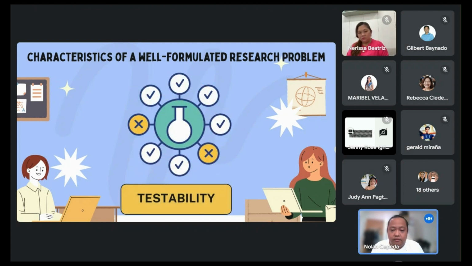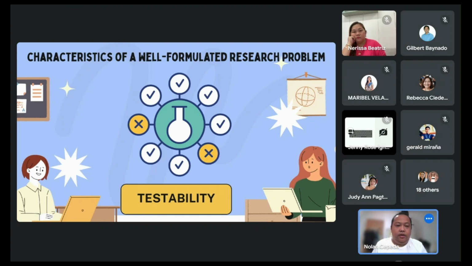The next one is testability. In research, testability refers to the characteristic of a research problem, hypothesis, or theory that allows it to be empirically tested through observation, experimentation, or data collection. A testable research problem is one that can be investigated in a way that produces results that either support or refute the proposed hypothesis or answer the research question.